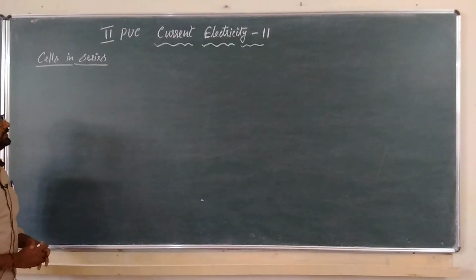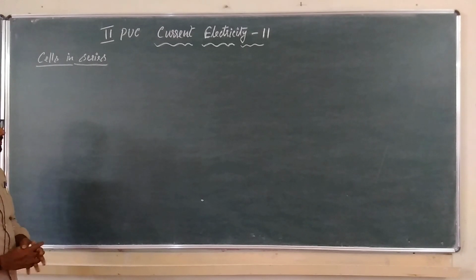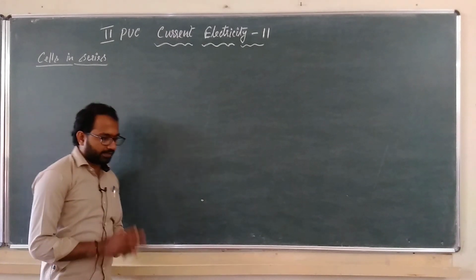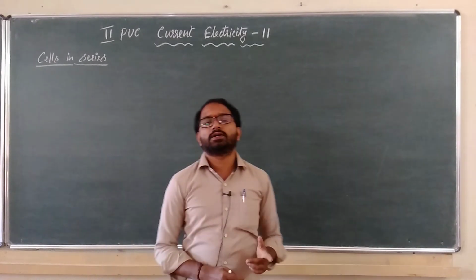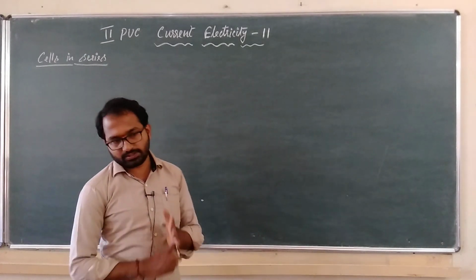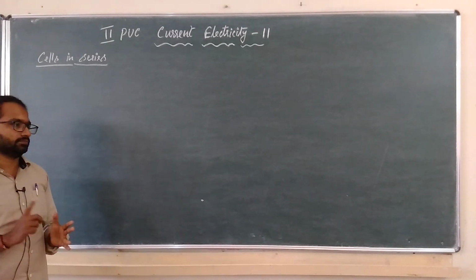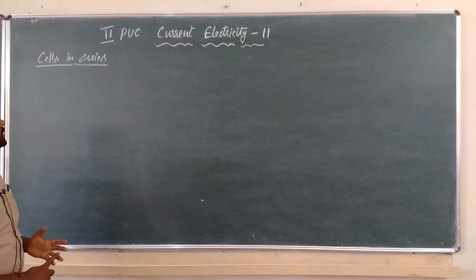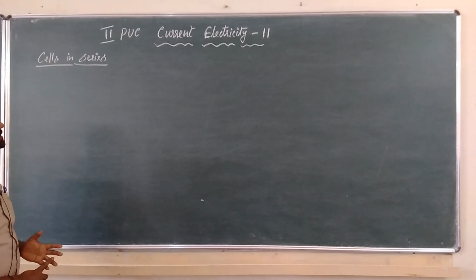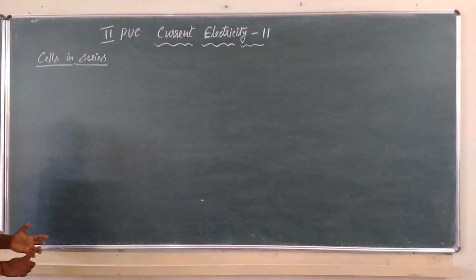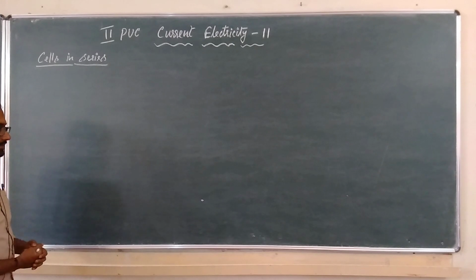So today we discuss the combination of cells. See, basically cells can be combined in two different ways. One is the series combination, and the other one is the parallel combination. So we discuss the series combination of cells.